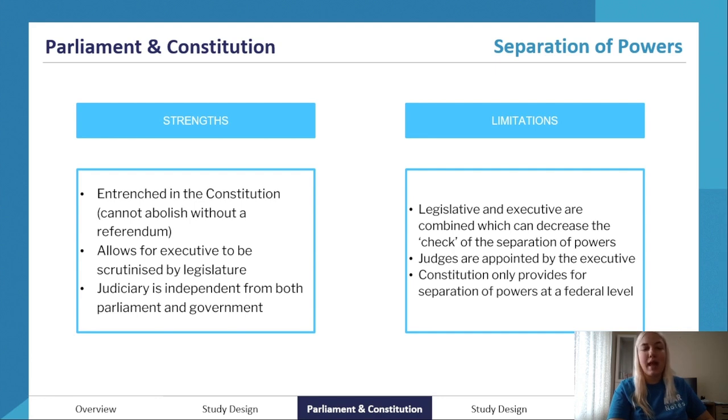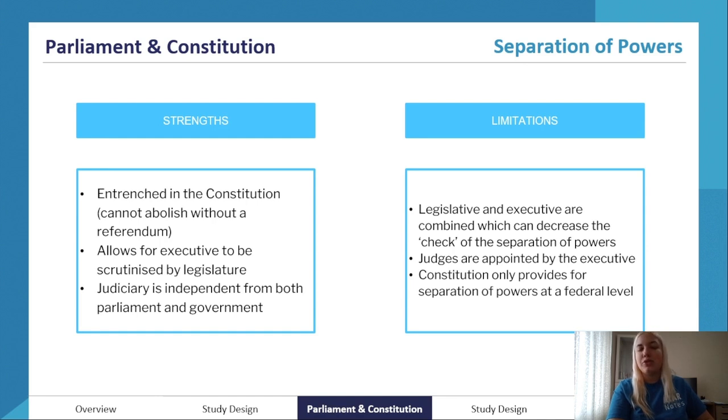And it allows for executive to be scrutinized by legislature. So this means that the representatives of executive powers, the ministers, can be scrutinized or criticized or changed by the members of parliament, which are representatives of our legislative powers. And another strength is that the judiciary, the judges, are independent from both parliament and government, which is very, very important. Now, limitations are weaknesses. We said the legislative and executive overlap. They're both members of parliament. This obviously decreases the check of the separation of powers and means that some corruption can be present.